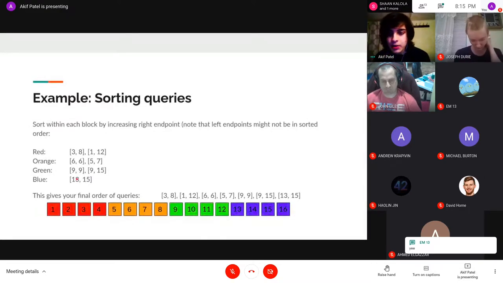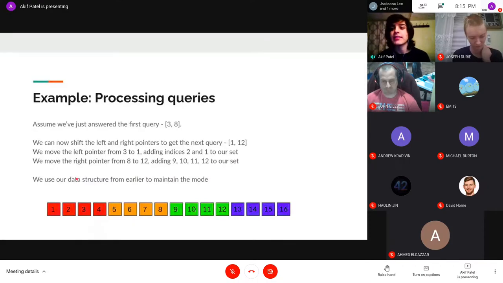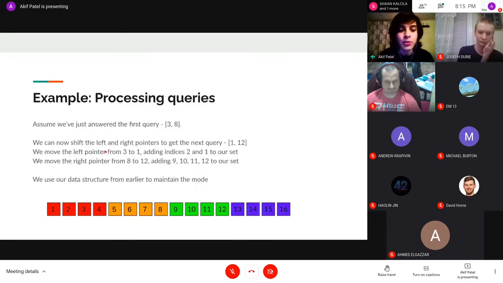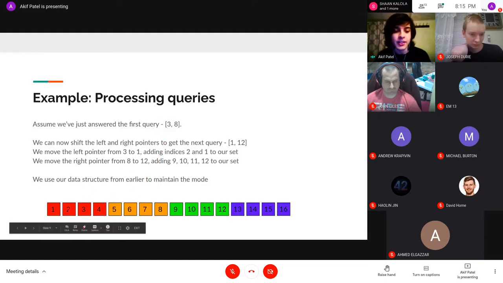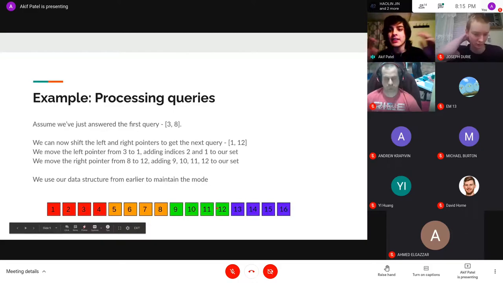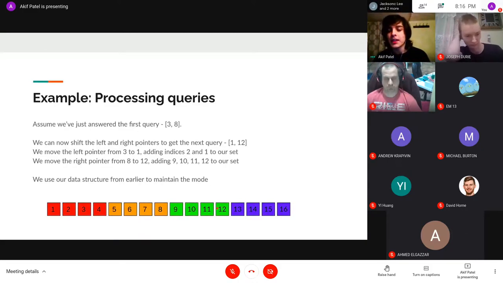Okay. Cool. So now let's move on to processing the queries in the example. Assume we've answered the first query, 3-8. We've loaded 3-8 into our data structure with a bunch of adds, and now we're moving on to the second query. Remember, the second query after 3-8 is 1-12, right? So we can shift the left and right pointers. First, we can move from 3 to 1. The left pointer starts out at 3, and we shift left. So we call add twice more, and now this left pointer is at 1. So we've included 1 and 2 into our data structure by calling add. Then we can move the right pointer, which starts at 8, to 12 by calling add 4 more times. So we call add, add, add, add. And now we've expanded this query to include the elements for this new query.